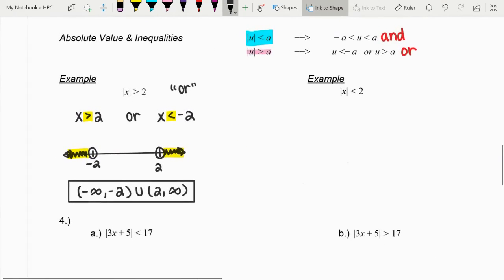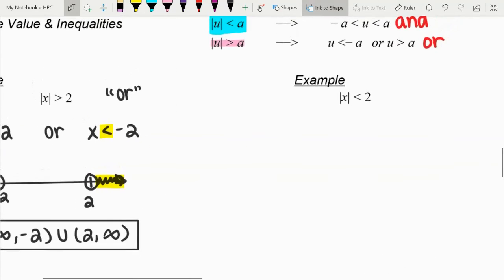Next, we have the absolute value of x is less than 2. So that is an and problem since I have less than. So that just means I'm going to have -2 is less than x, which is less than +2. And that's how I get rid of my absolute value sign there.